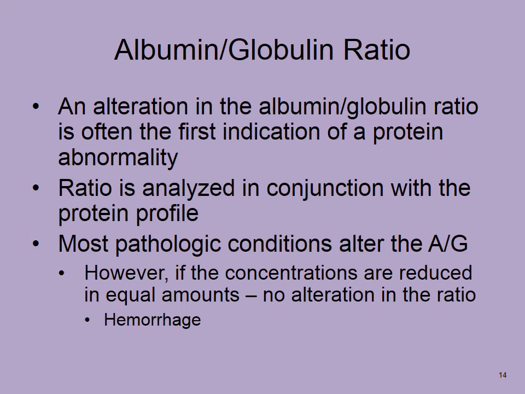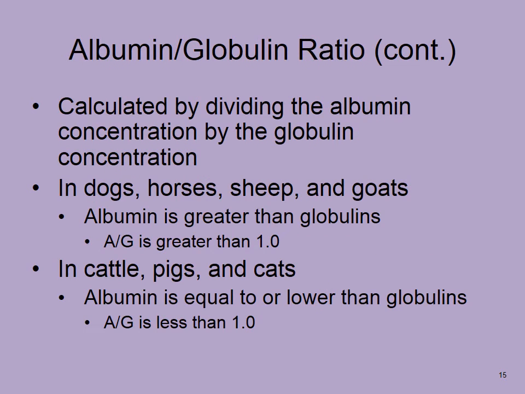Basically, one is typically lost more than the other, depending on where the disease is, except, of course, in the case of hemorrhage. Obviously, this ratio is calculated by dividing the albumin concentration by the globulin concentration. So in dogs, horses, sheep, and goats, albumin is greater than globulins.